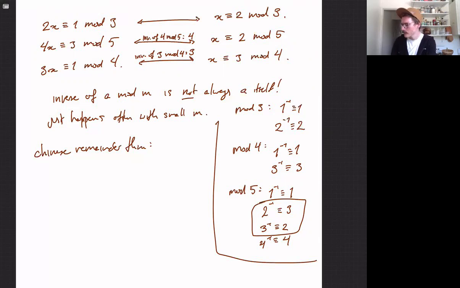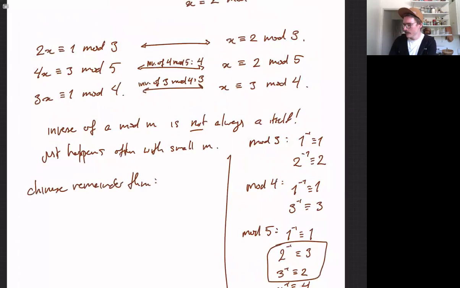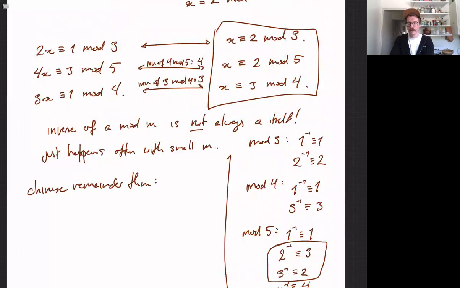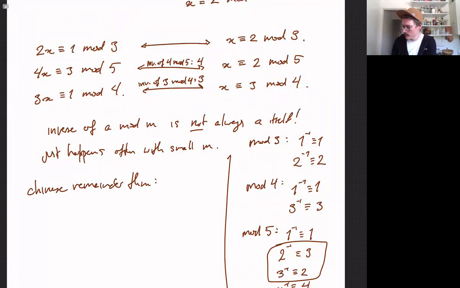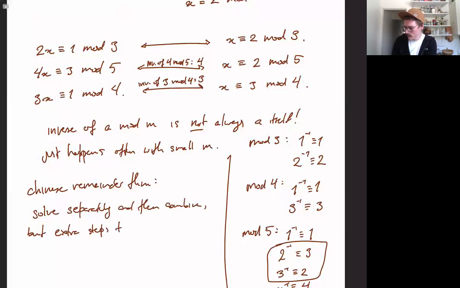So the idea is that it will be nice if we can solve these separately and then assemble them into a solution. And we can basically do that. Solve separately, and then combine. But some extra steps to avoid, what should we call it? To avoid interference.